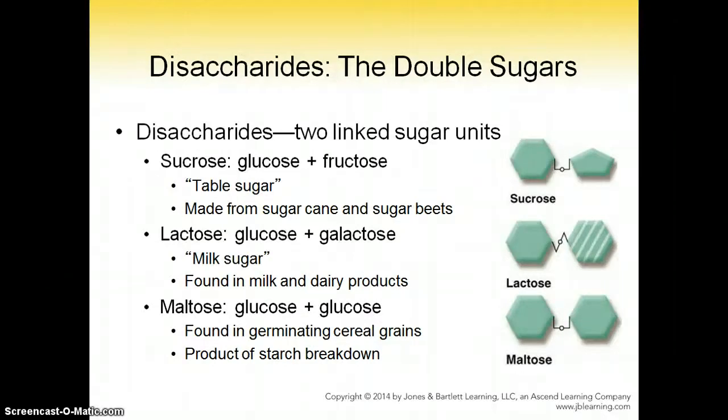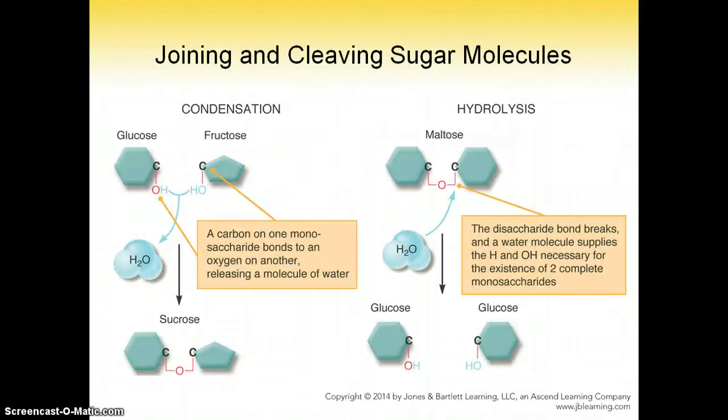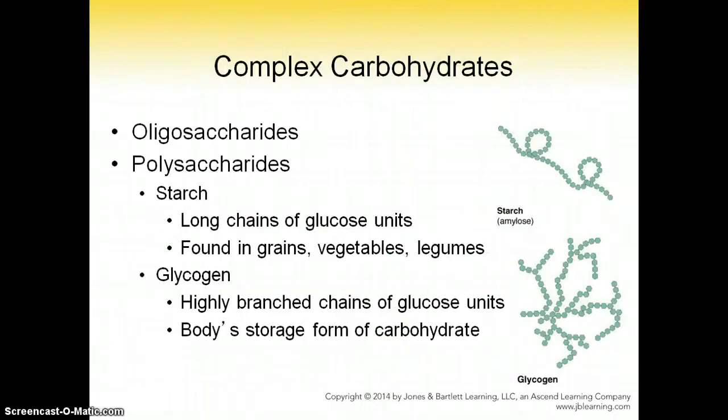Sucrose, lactose, and maltose are all derivatives of these disaccharides, all of them containing glucose plus one other. As we look at the cleaving and joining of these sugar molecules, condensation forms disaccharides by removing the hydrogen or the OH and having one sugar or another form. And then as we look at hydrolysis, we can see that the water, or H2O, breaks off from that. Complex carbohydrates: oligo means scanty, poly means many.